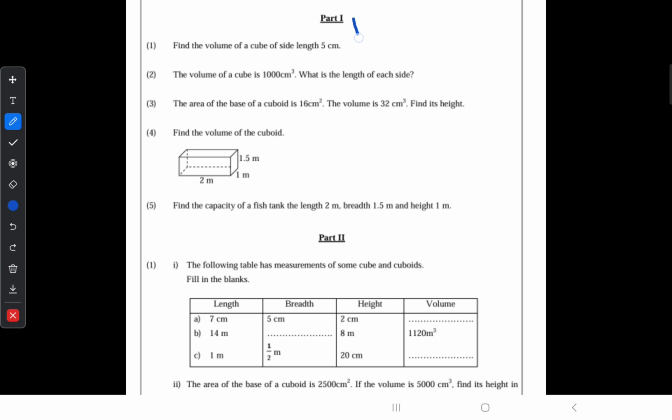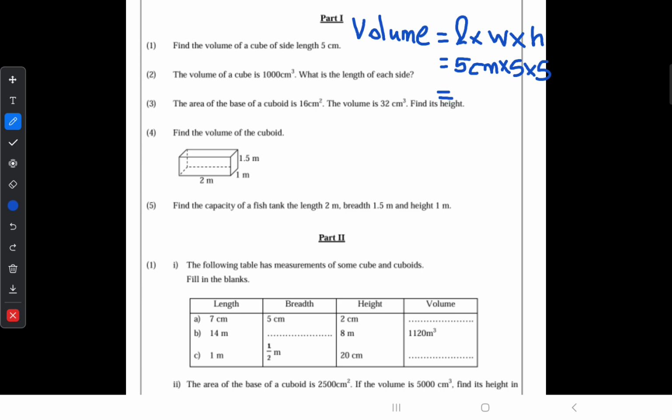To find the volume of a cube, volume equals length into width into height. For a cube, all the length, width, height measurements are equal in magnitude. So 5 centimeter multiplied with 5 centimeter multiplied with 5 centimeter. You have to multiply 5 thrice.